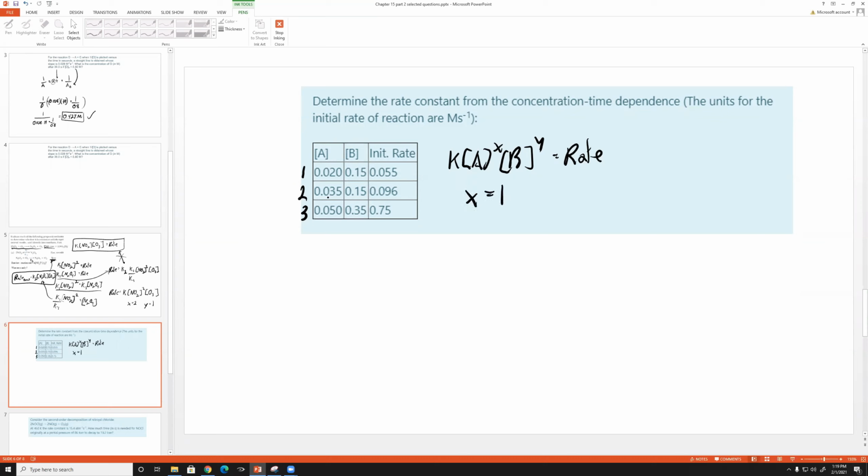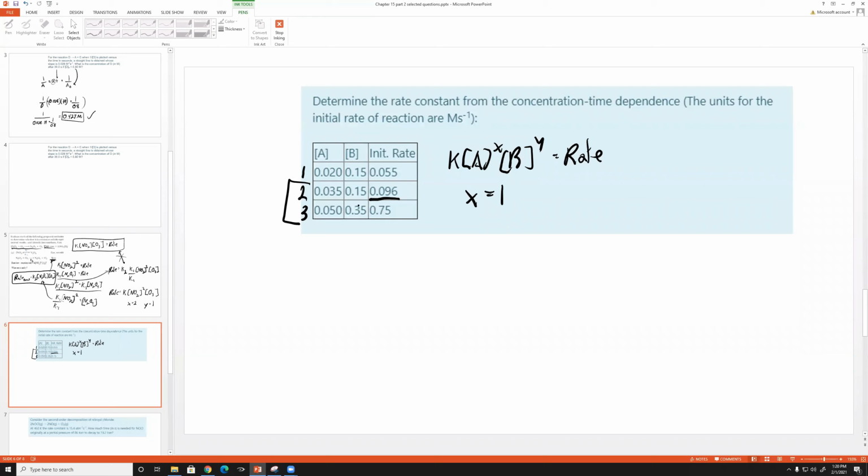Now for B, let's try to figure that out. In some of these questions, this is a tougher version because you don't have A being held constant anywhere. But what you can do, for example, is compare trials 2 and 3. A is not held constant and neither is B. But we know how the initial rate should behave when A is multiplied. So let's figure that out first. Ignore these initial rates for now. We'll talk about 0.096. That's the initial rate.